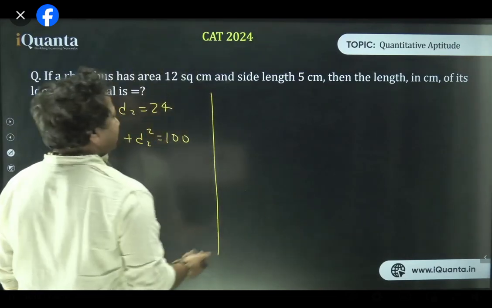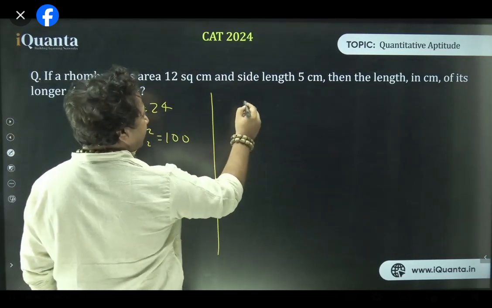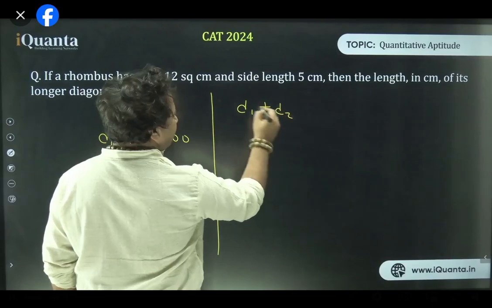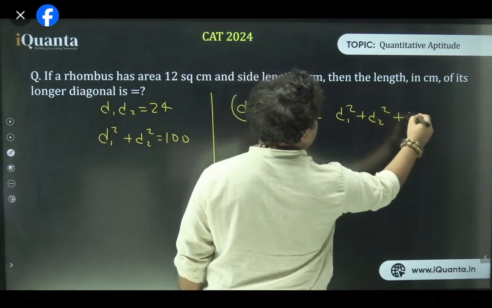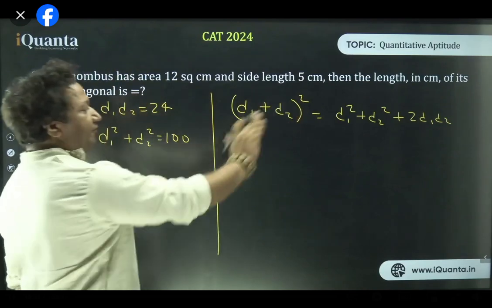Now we can do various things. First, as you know, d1 plus d2, I can take the whole square. We know the formula. That is d1 square plus d2 square plus 2d1 d2, right? We can plug in the values.